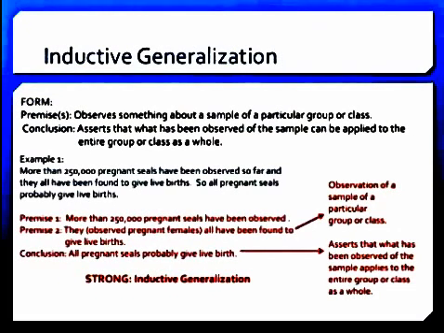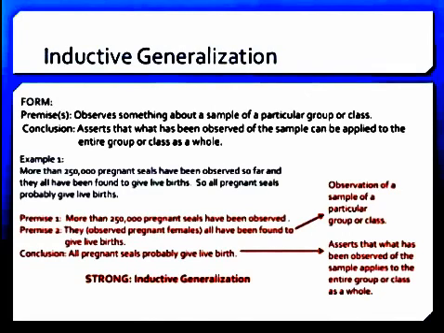Next, we have the inductive generalization, also referred to as generalizations. For inductive generalizations, you'll have the premise or premises observe something about a sample of a particular group or class. Then the conclusion asserts that what has been observed of the sample can be applied to the entire group or class as a whole. Here is an example of an inductive generalization. More than 250,000 pregnant seals have been observed so far, and they all have been found to give live births. So all pregnant seals probably give live births.